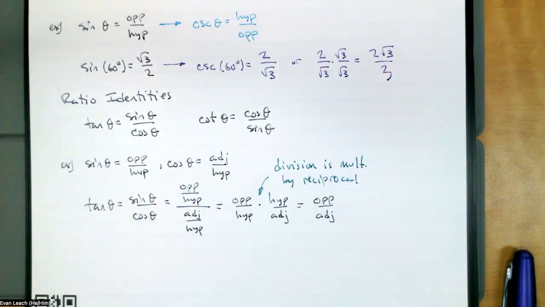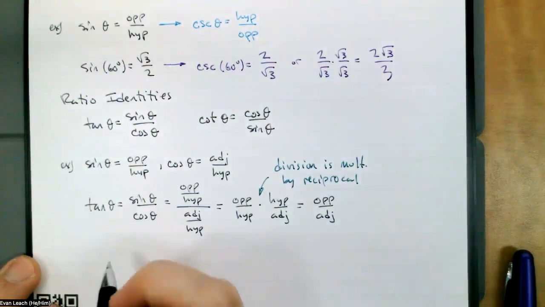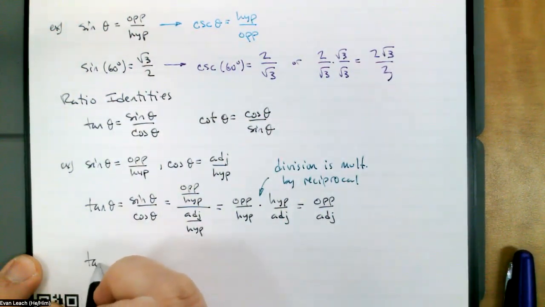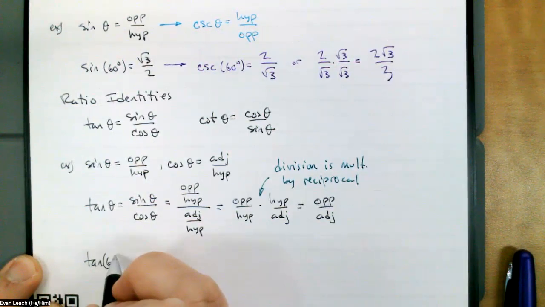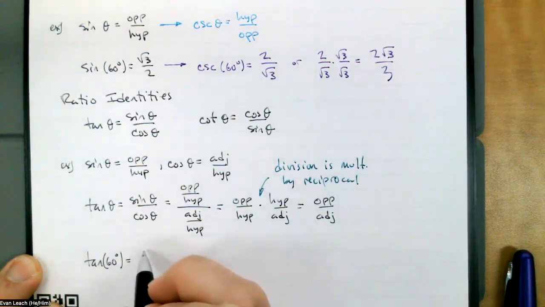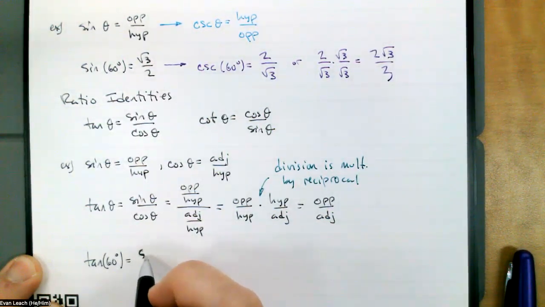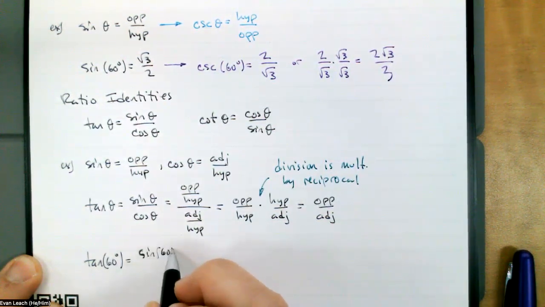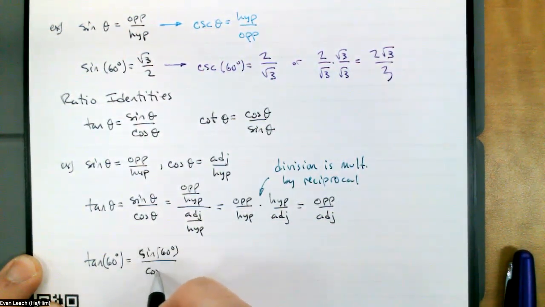This is why we focused on remembering our sines and cosines of all our angles going around the unit circle, because we could figure out what the tangent is with our ratio identity. So if we wanted to calculate, say, the tangent of 60, we can find the tangent of 60 by taking the sine of 60 divided by the cosine of 60.